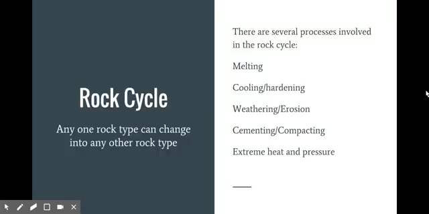rock cycle. Melting, of course, means what it says. It is taking something solid and changing it into a liquid. Cooling and hardening is the reverse of that. Weathering and erosion: weathering is the breaking down of materials, and erosion is the transportation of those materials. Cementing and compacting have to do with making those sediments compact closer together, and then making them stick together through a process called cementing. And then you have extreme heat and pressure.